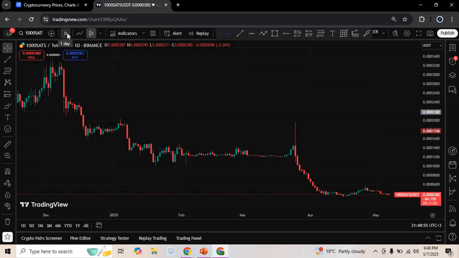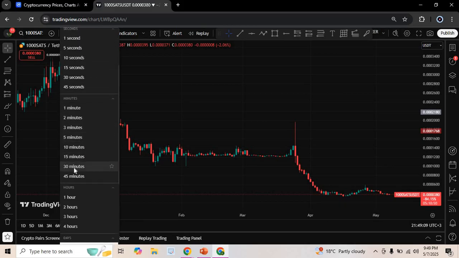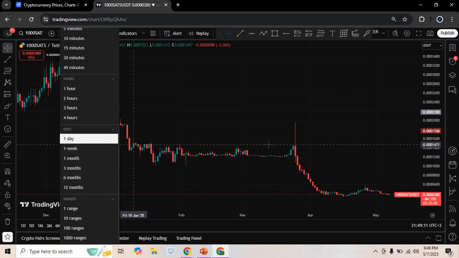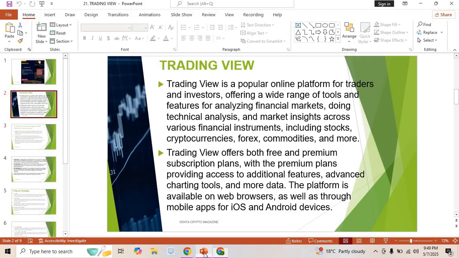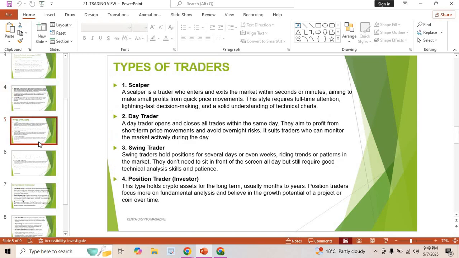Then next to that, we have this part right here, where we choose our time frame. We'll have 1 tick, 1 second, 1 minute, 2 minutes, 1 hour, all that. Depending on what type of trader you are, from this juncture is where you choose your time frame. So let's look at different types of traders so that you can understand which time frame they use.